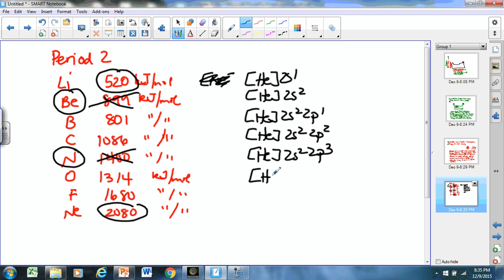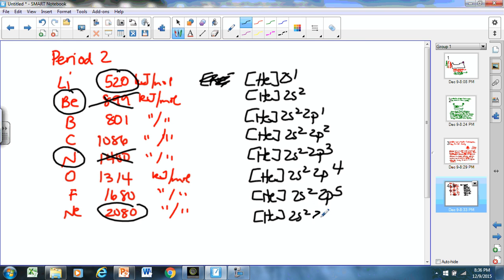Oxygen is helium, 2s2, 2p4. Fluorine is helium, 2s2, 2p5. And neon is helium, 2s2, 2p6, or if you prefer, this is also equal to neon.